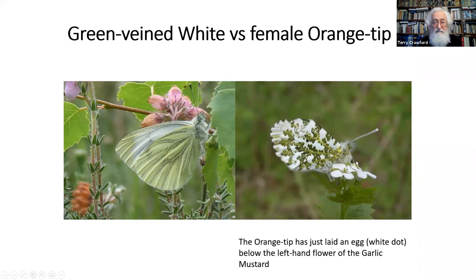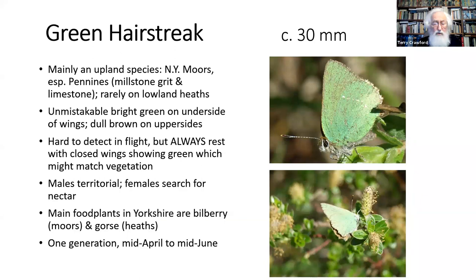Right, green hairstreaks aren't out yet, but they will be before too long if the weather's good. This in Yorkshire is mainly an upland species, North York Moors and the Pennines, both the millstone grit and the limestone areas. It's pretty rare in Yorkshire in the lowlands, but it does occur on heathland, and the best place to see it is Strensall Common if you want to see it in the lowlands.